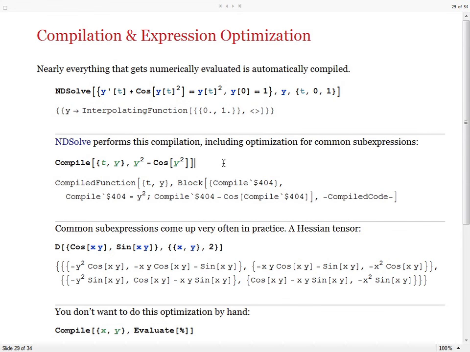The compiled function contains fast, low-level instructions and evaluates many times faster than regular Mathematica code. The compiler also performs optimizations, as you can see here. The expression y squared minus cos y squared contains the sub-expression y squared in two different places. Mathematica detects this fact and introduces a temporary variable, here called compile 404, to ensure that y squared is only computed once. In this example, the gain may be fairly small, but common sub-expressions like this come up surprisingly often in real situations.